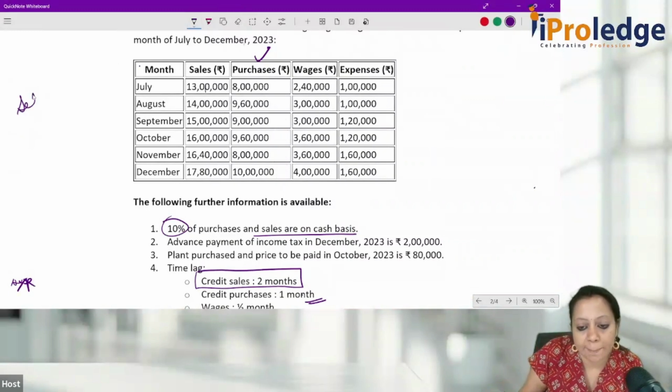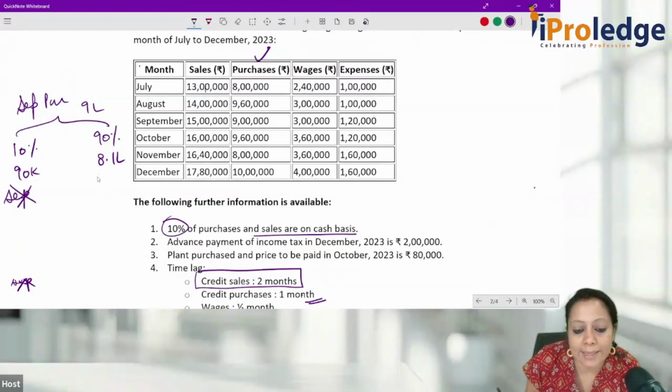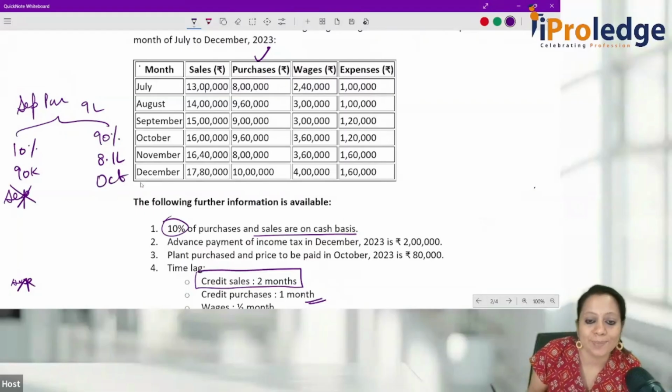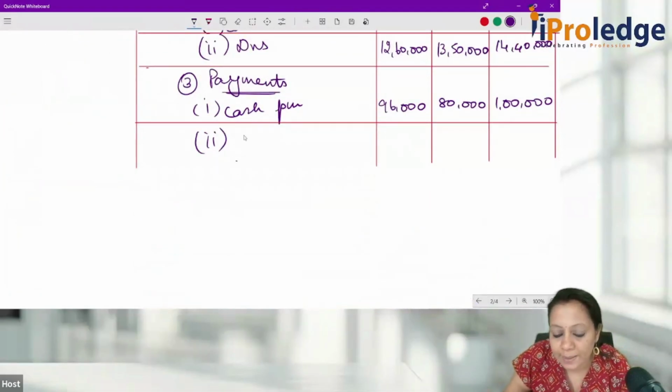Now, let me take September month purchases. 9 lakhs. That 9 lakhs are in the 10 percentage, 90,000 will be paid in September itself. I'm not bothered about this. But 90 percentage, that is 8 lakh 10,000, will be paid in 1 month later. That will be paid in October. So it is going to be 8 lakh 10,000. Payment to creditors, 8 lakh 10,000.